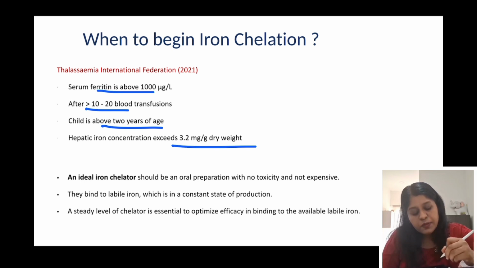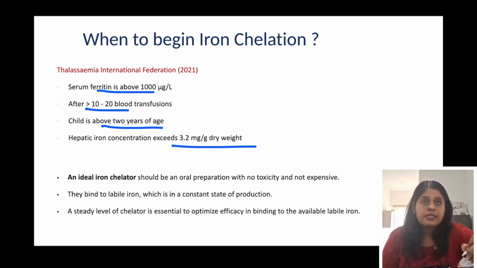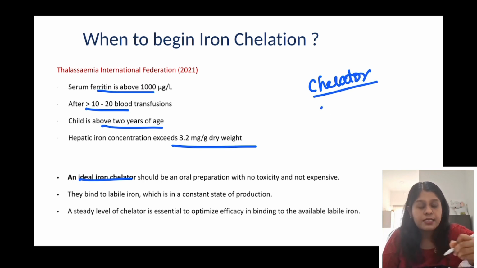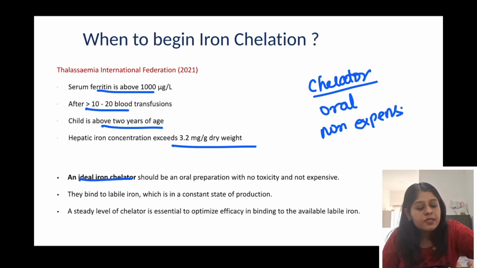So what should be an ideal chelator? Now we had studied about the chelators. Now we will see what is an ideal chelator. An ideal chelator should be an oral preparation and should not have any chelator-related toxicity. It should be inexpensive, because you really don't know when you will get a hematopoietic stem cell transplant in settings like India. So it should be inexpensive because it's a long-term therapy.